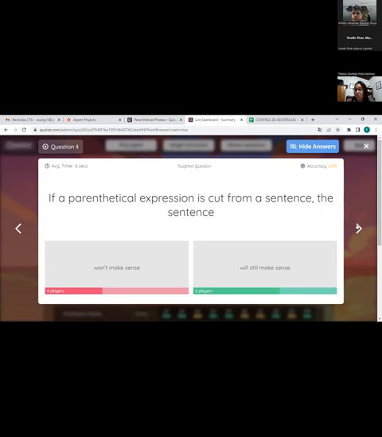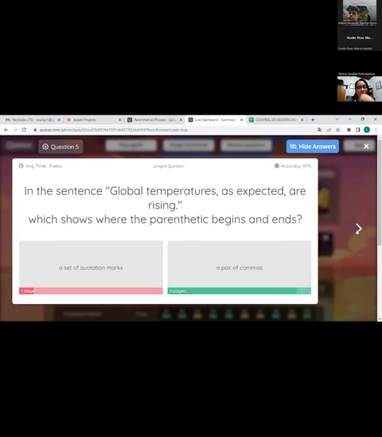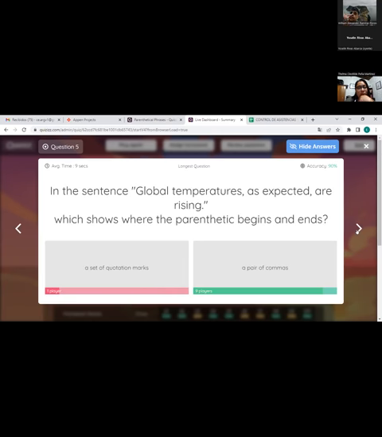Jocelyn, go ahead, please. Continue with this one. Okay. In the sentence, global temperatures, as expected, are rising, the parenthetical expression is as expected, right? Because we can take this expression out of the sentence and it's going to have the same meaning, right? Great job. Thelma, go ahead and continue, please. Okay, let me wait for her. Hello. Hi, Thelma. Hello. The sentence, global temperatures, as expected, are rising.